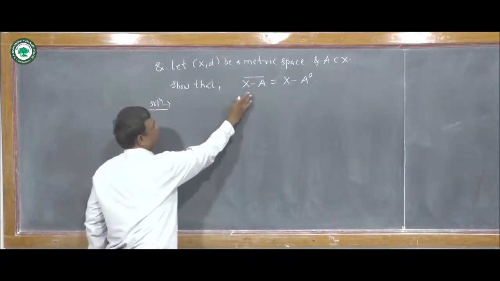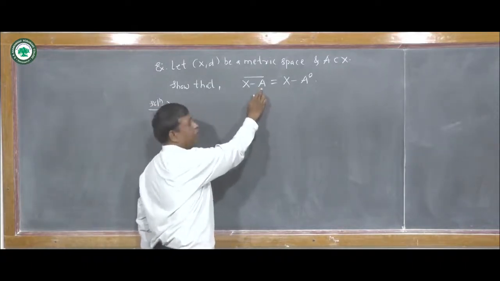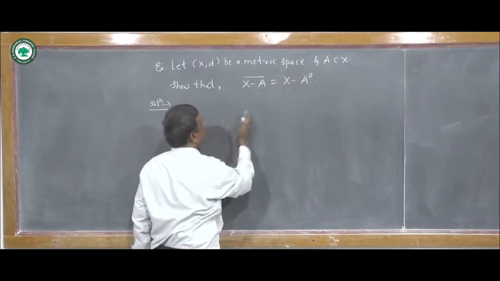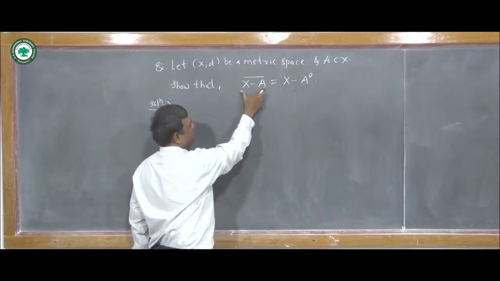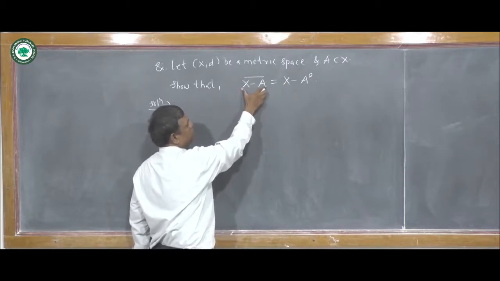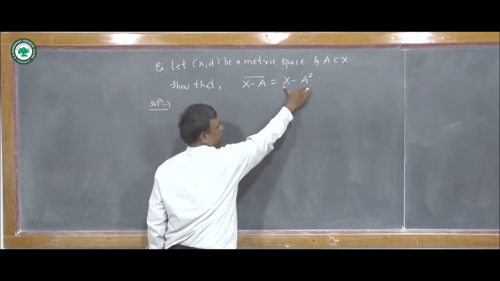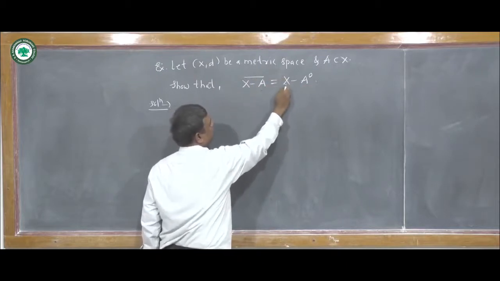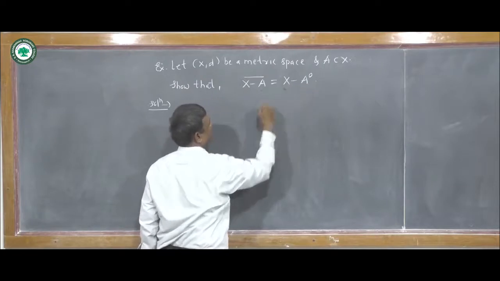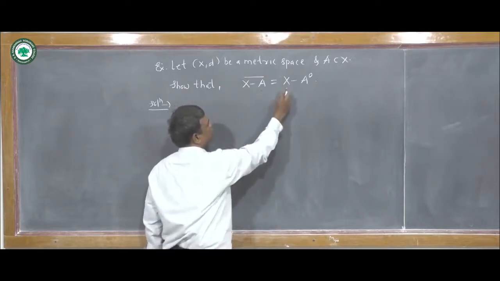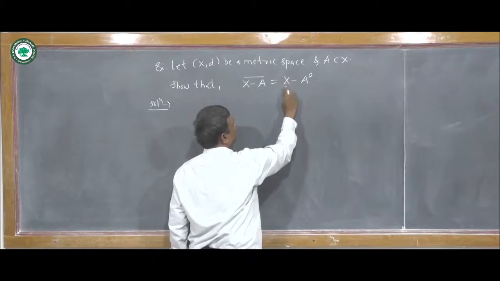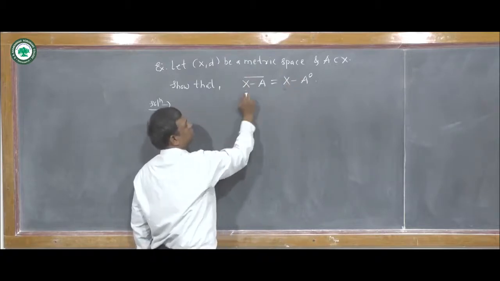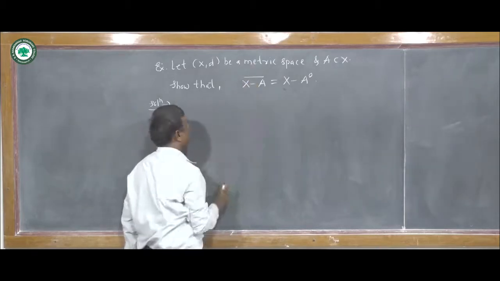Now we want to show that the closure of the complement of A is equal to the complement of the interior of A. For that, in the first part we are going to show that closure of complement of A is contained in the complement of interior of A, and in the second part we are going to show that the complement of interior of A is contained in the closure of complement of A.